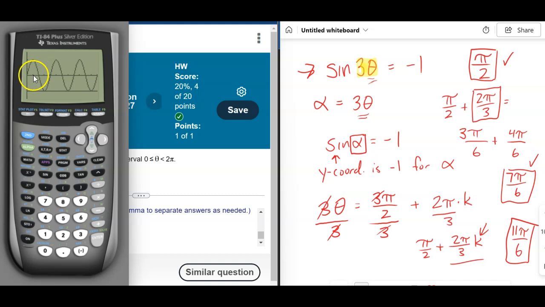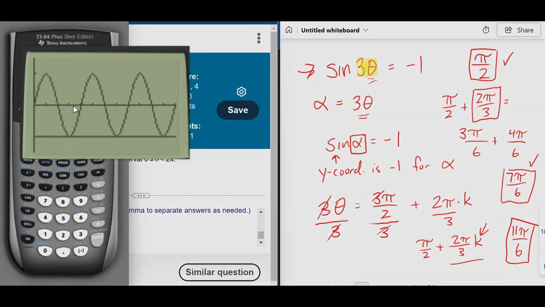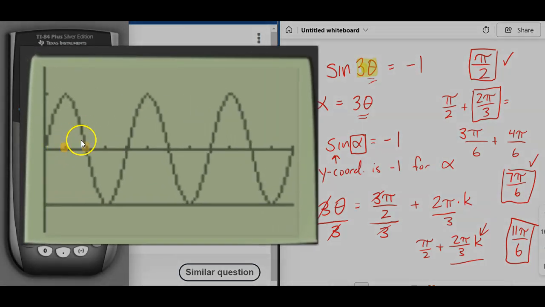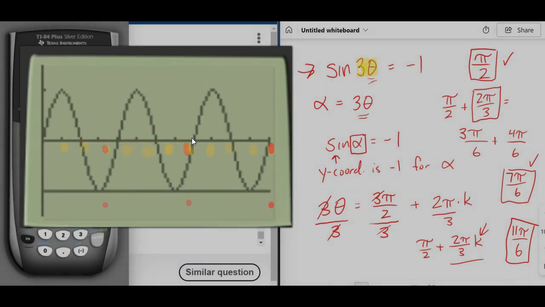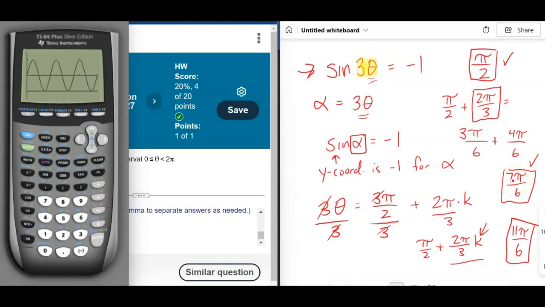Well, the tick marks are pi's over 6's, right? So this is 1 pi over 6, 2 pi over 6, 3 pi over 6, which is pi over 2. 4 pi over 6, 5 pi over 6, 6 pi over 6, 7 pi over 6. So there's that one. 8 pi over 6, 9 pi over 6, 10 pi over 6, 11 pi over 6. I can see based on that. But again, I would have to know to make my step size pi over 6.